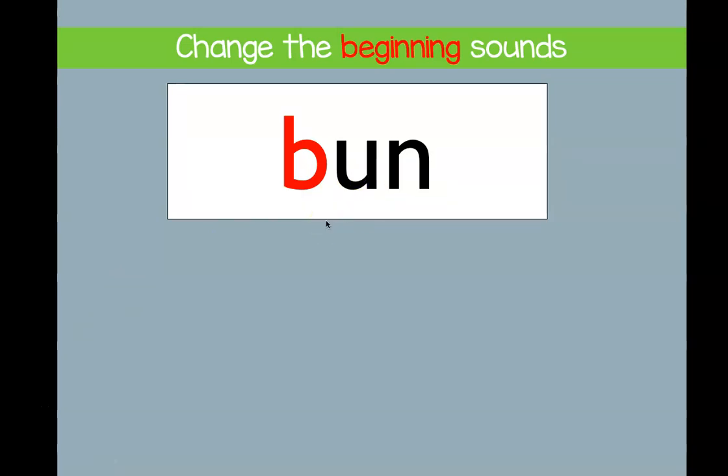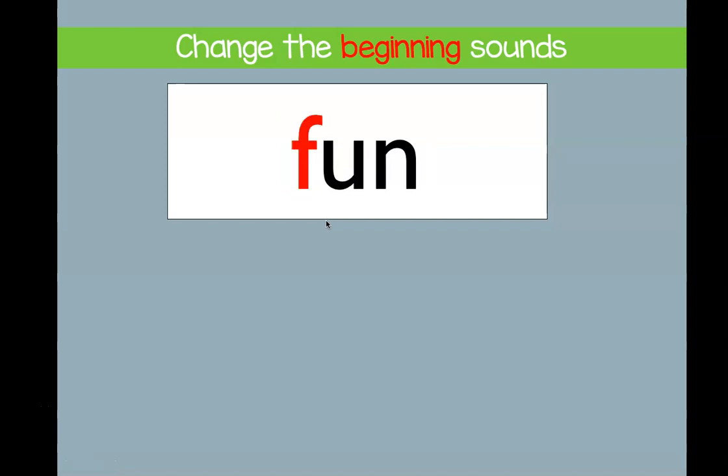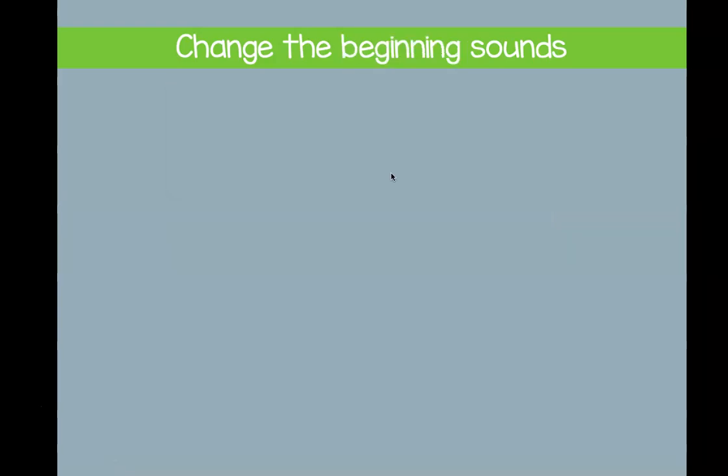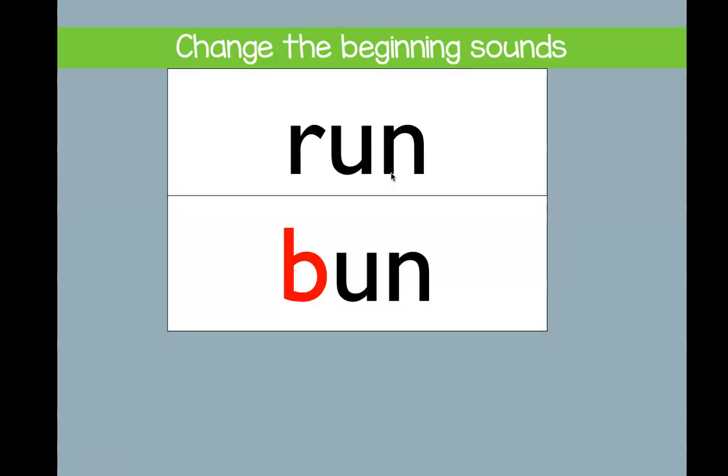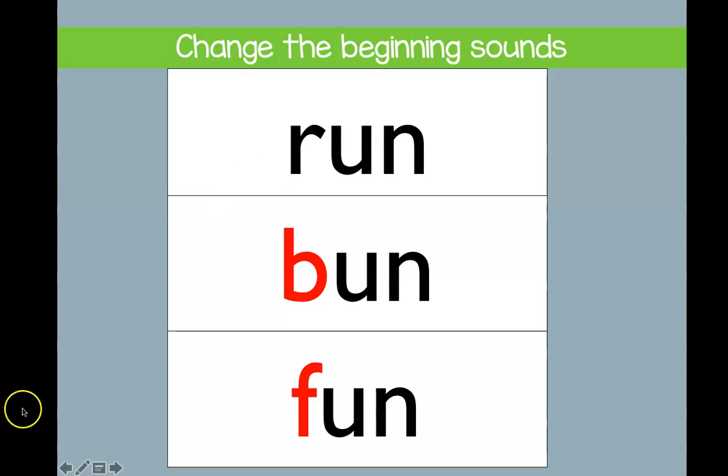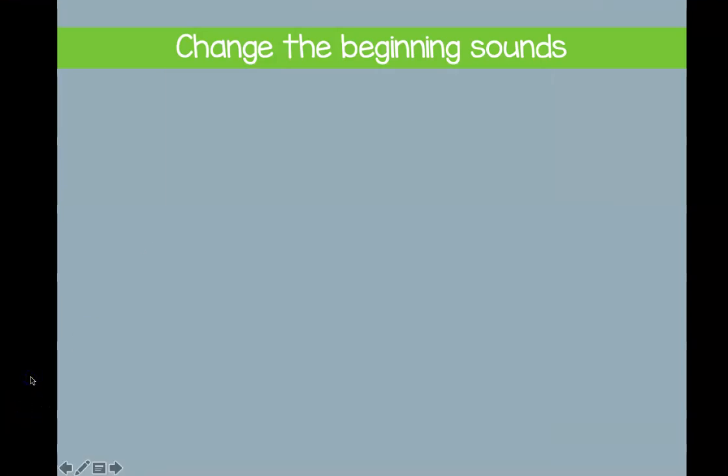Let's change that beginning sound one more time. Let's change the B to an F. Now what word do I have? Now I've got f-un, fun. Super job. Let's read all three of those words with me. We've got run, bun, and fun. Good job. Let's try another one.